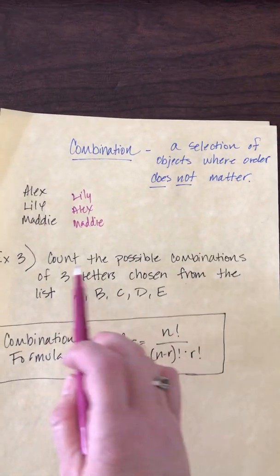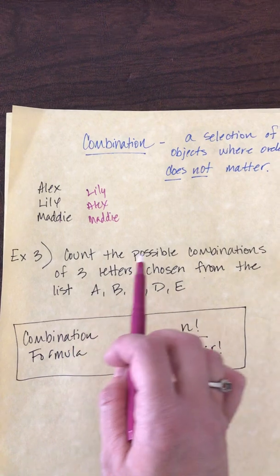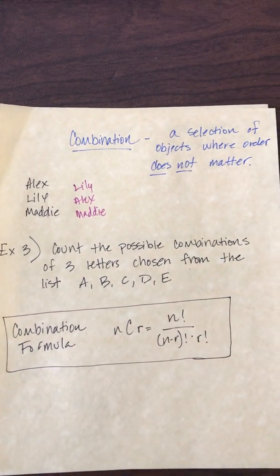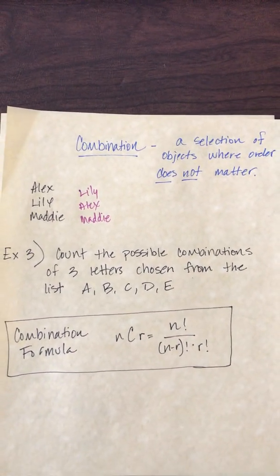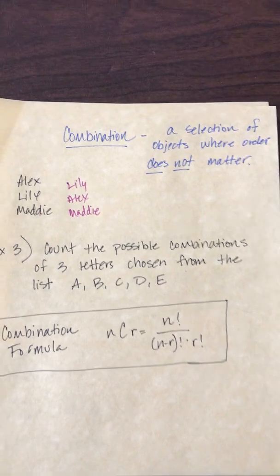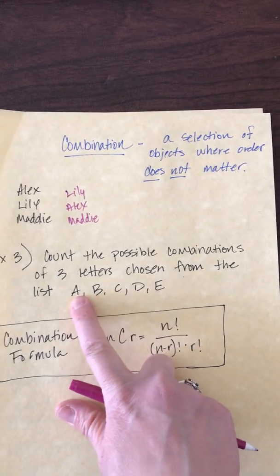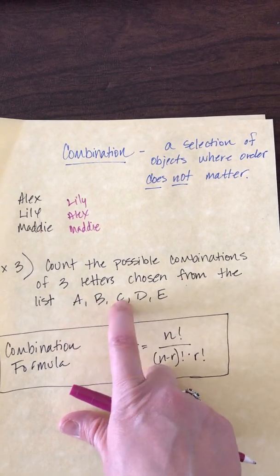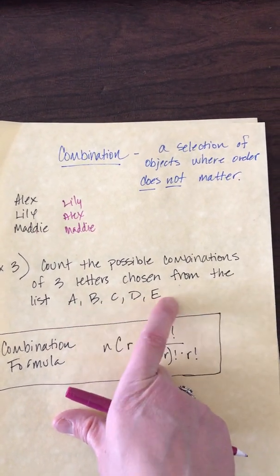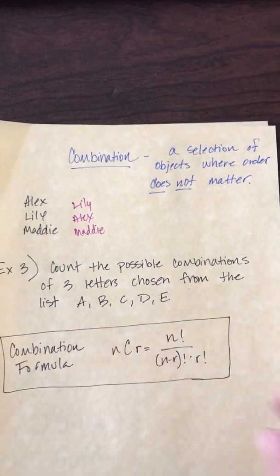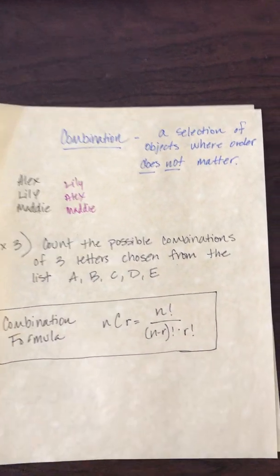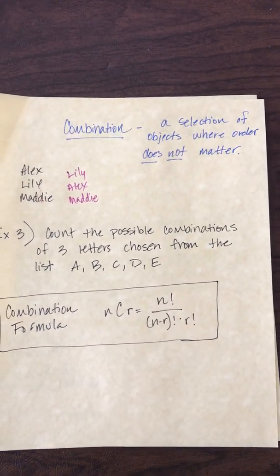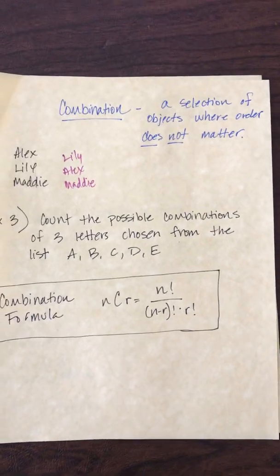The first example says, count the possible combinations of the 3 letters chosen from the list A, B, C, D, and E. We could sit here and start counting: A, B, C, A, B, D, A, B, E, B, C, D, and keep going on and on. That seems pretty tedious, so I think it would be better if we found another way of doing that.